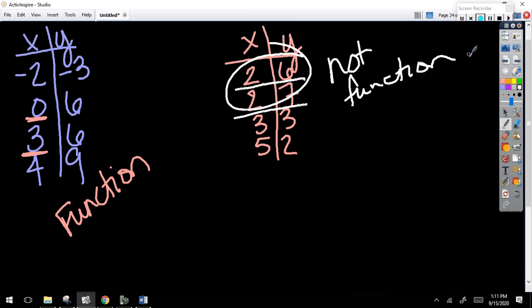When you look at it in a T-chart, x cannot repeat. Does that make sense to you? Yes, ma'am. Okay, let's look at it as a graph.